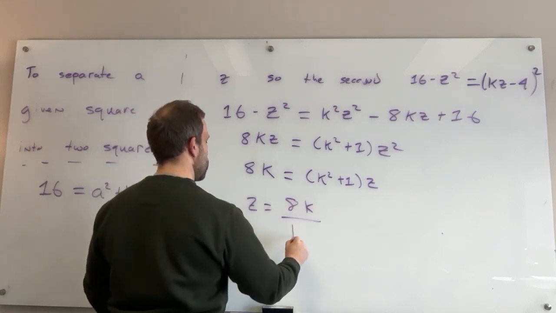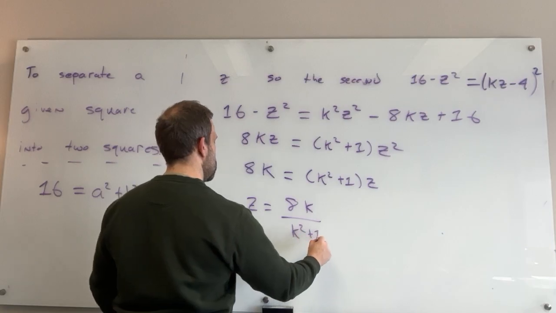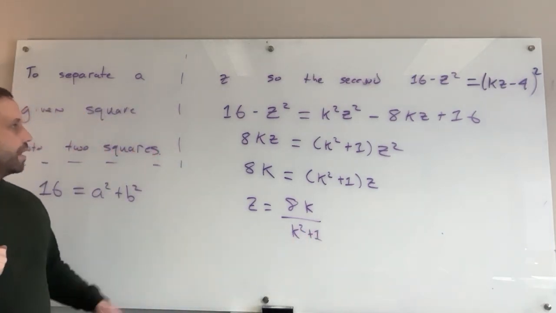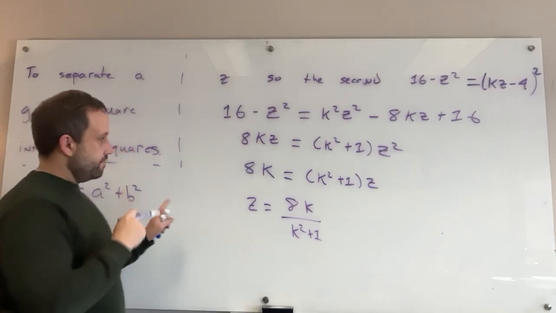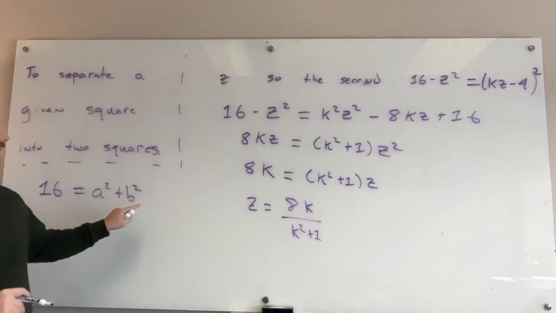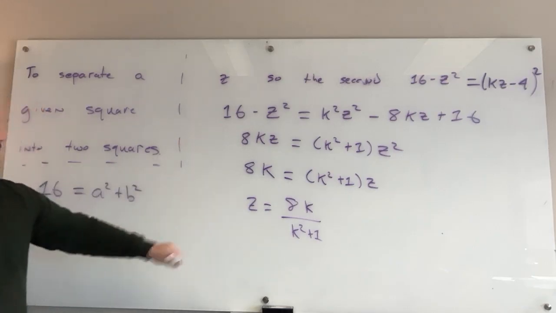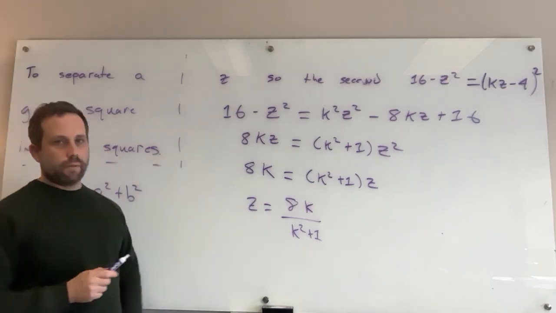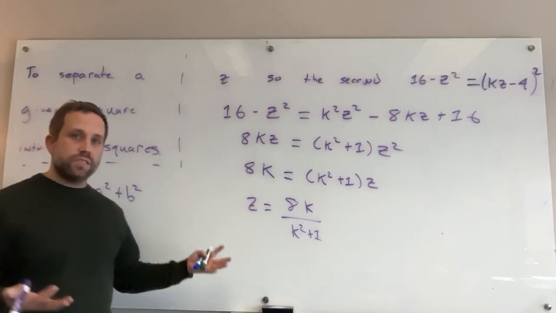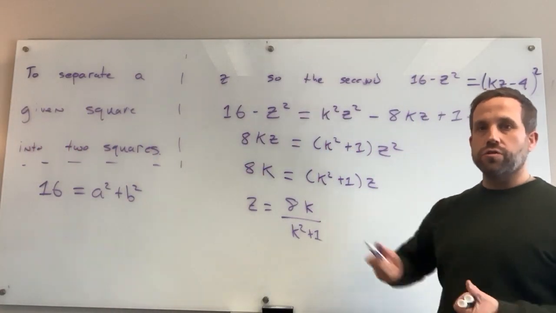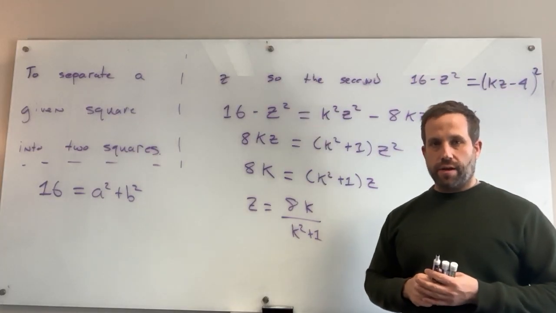and then z is going to be equal to 8k over k squared plus 1. So that's what z is going to be equal to. And then what we're going to do now is, this is z, so the other square is going to be 16 minus this squared. And what this does is it gives us rational solutions to this equation right here.